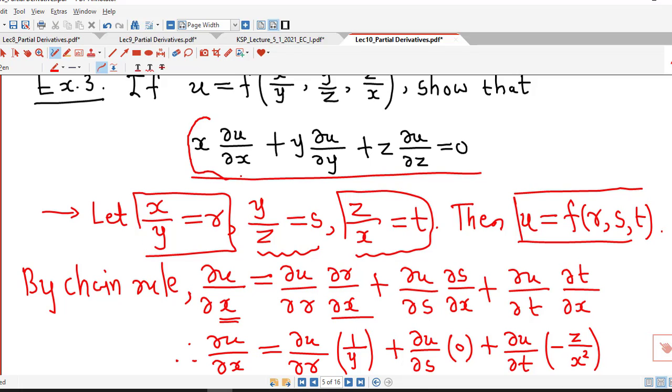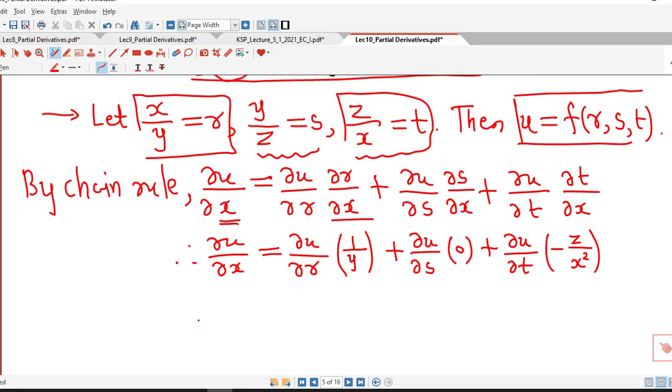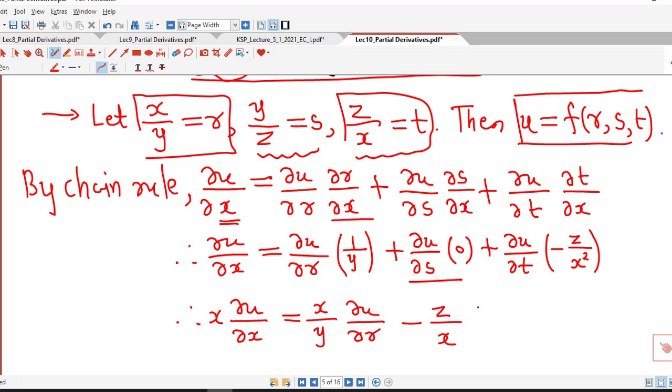Now here we require x into del u by del x, so we multiply both sides with x. So x into del u by del x equal to x by y del u by del r, this is going to be 0, and here if we multiply with x, 1 by x will cancel out, and we have minus z by x into del u by del t, so we give this number 1.